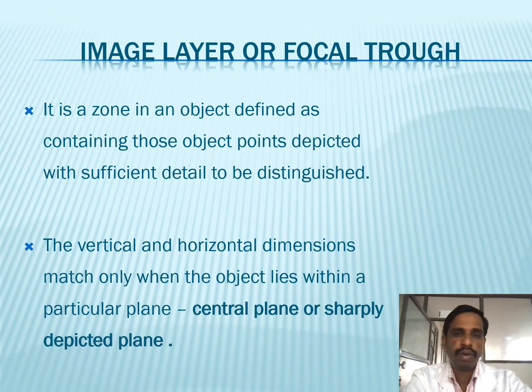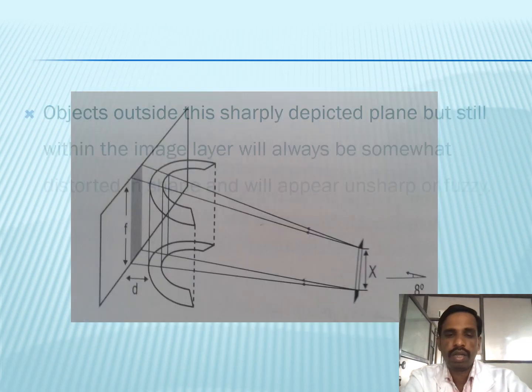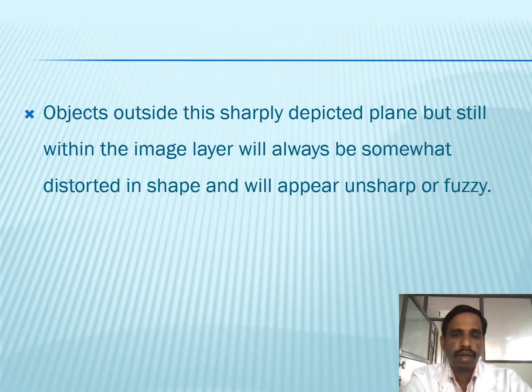Here one more most important thing is the focal trough. It is a 3-dimensional zone in which objects are well defined with sufficient detail and sharpness. The vertical dimension and horizontal dimension match only when the object lies within this central plane or focal trough. It is horseshoe shaped, having height, width and length. The objects which are located outside this layer are not sharply depicted, and even within the image layer they are always somewhat distorted in shape.